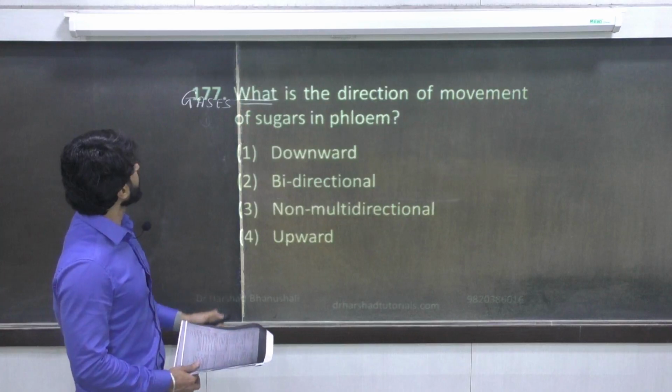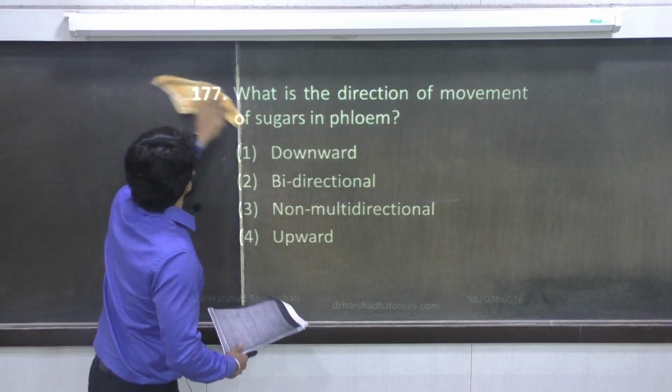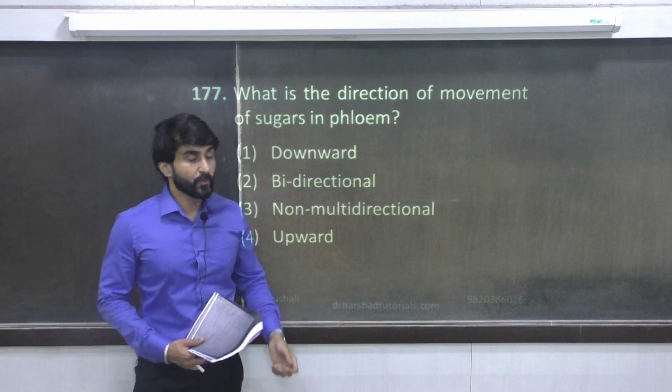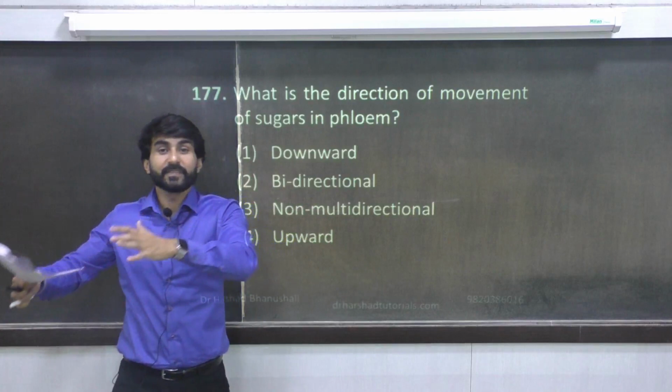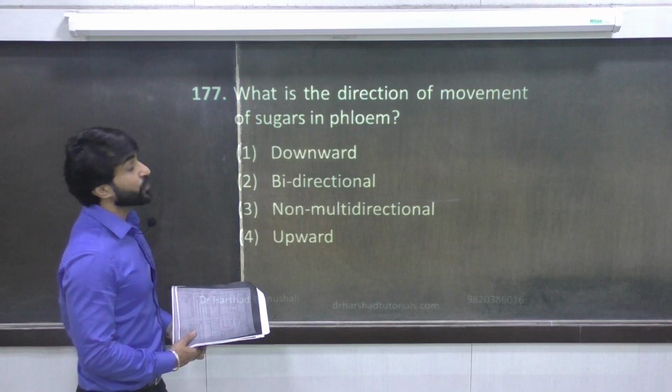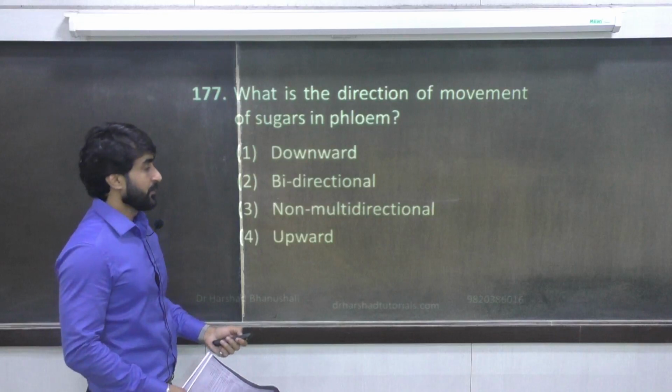You go to the next question, question number 177. Again, a straightforward question about sugar movement in phloem. In the chapter Transport in Plants, when they talk about transport of food, it says that in the phloem, the food moves from source to sink, and this movement is bidirectional. So for question 177, the answer would be option number 2. In phloem, the movement of food is bidirectional, from source to sink.